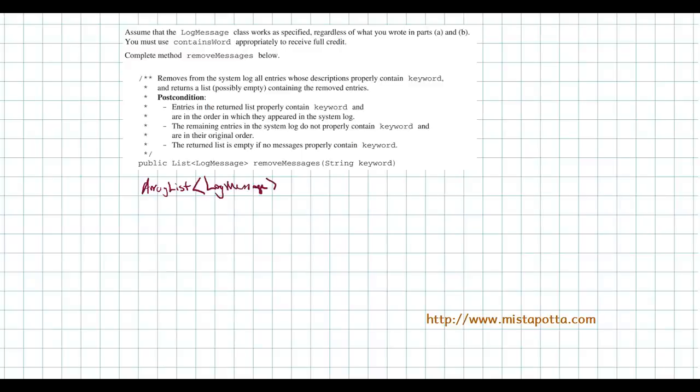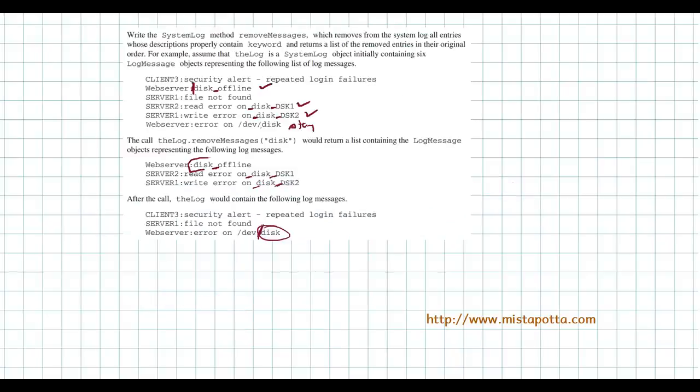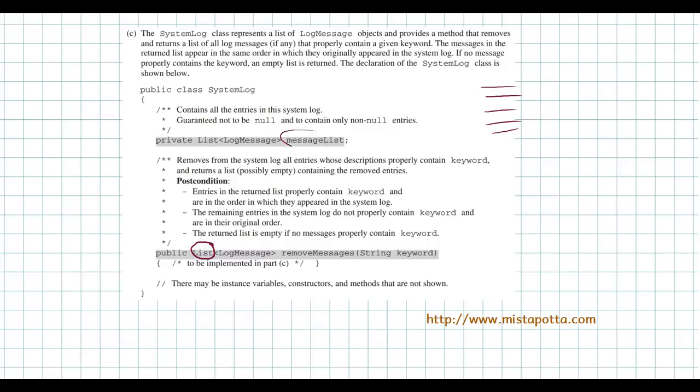And we'll go ahead and call this output, get new array list of type log message. And I want to make sure down here at the end that I return output. Now, what I need to make sure I do is that I go through my original list. Remember, my original list was called message list. I need to go through this original list and I need to take out everything that doesn't have it.